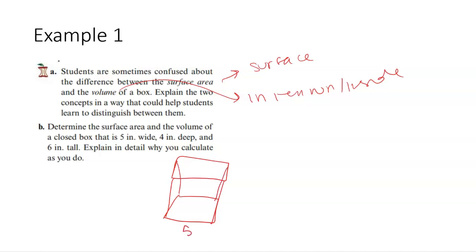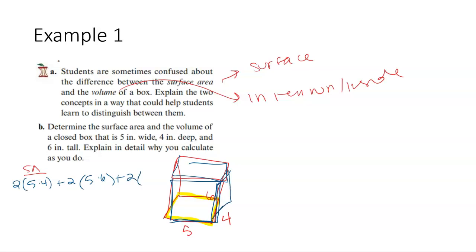And we've got 5 inches wide, 4 inches deep, and 6 inches tall. So let's start with our surface area. We know we're going to have two areas of those, right? We're going to have two 5x4s. Two front and back, so that's a 5x6. And we're going to have two sides, that is a 4x6. So when we calculate those all up, we're going to get 148 square inches, square because it's area.